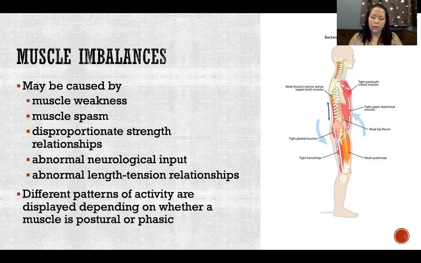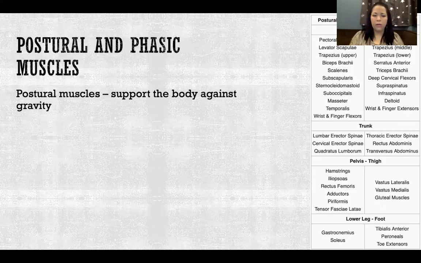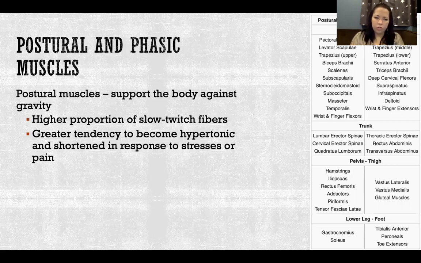So different patterns of activity are displayed depending on whether a muscle is postural or phasic. Okay, so that's what we'll talk about next here. So postural and phasic muscles. Postural muscles are muscles that support the body against gravity. So their job is to support us against gravity, support us in postures that we need to maintain for long stretches of time. So they have a higher proportion of slow twitch muscle fibers that make them up, because those are our endurance fibers that are able to support us over long periods of time.